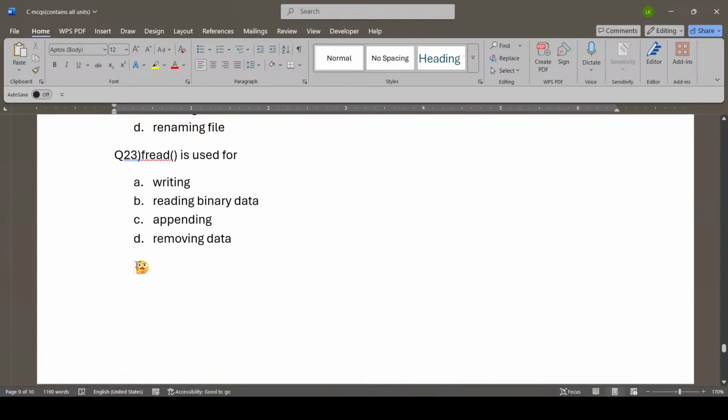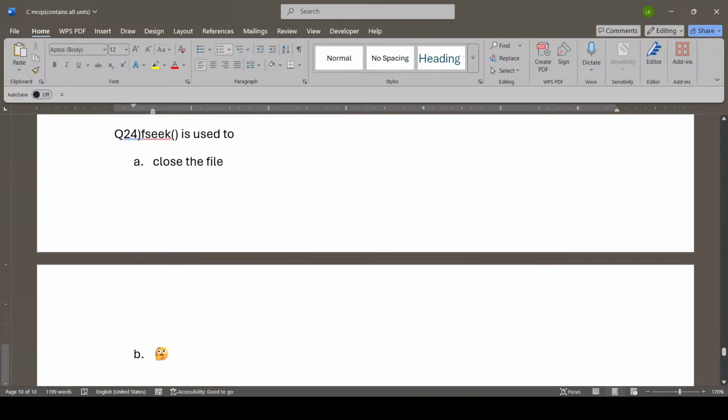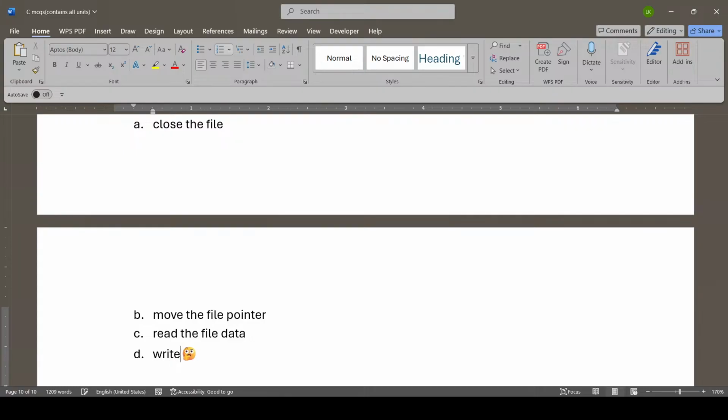Now the next question we are going to have is question 24. fseek is used to: option A, close the file; next, move the pointer, or we also may say the file pointer; next, read the file data; and next, write the data in a file. So which one would be the best option for this one?